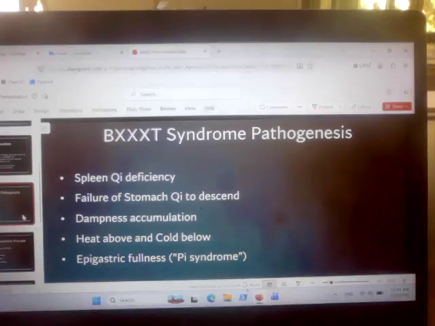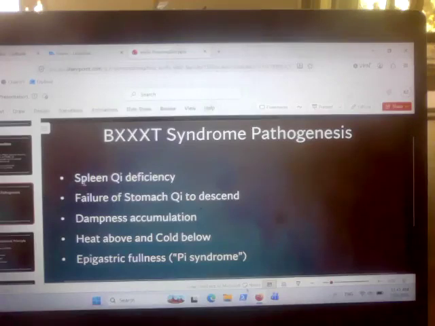In this slide, we can see the pathogenesis of Xia Xie Xin Tang symptoms. That is to say, what are those pathogenic factors that cause the Xia Xie Xin Tang syndrome? The first pathogenic factor is spleen qi deficiency.